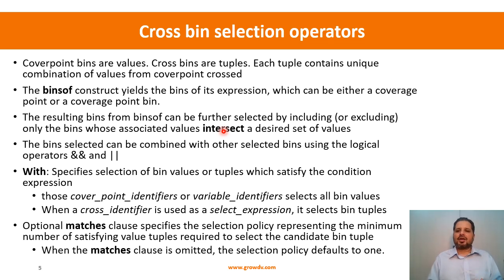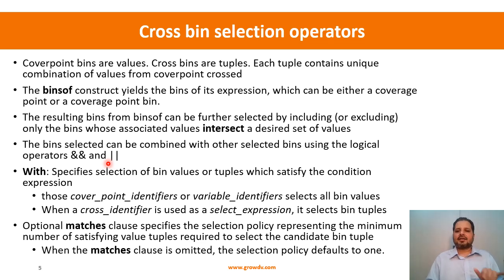because when you are building a cross, you are creating a cross using multiple cover points. So what you would like to do is pick and choose a certain set of bin values from different cover points, right? So you can say bins of cover point 1 intersecting with certain values, and then you can use either the logical operator and, or the logical operator or, to combine that with the values from the other cover points as well.